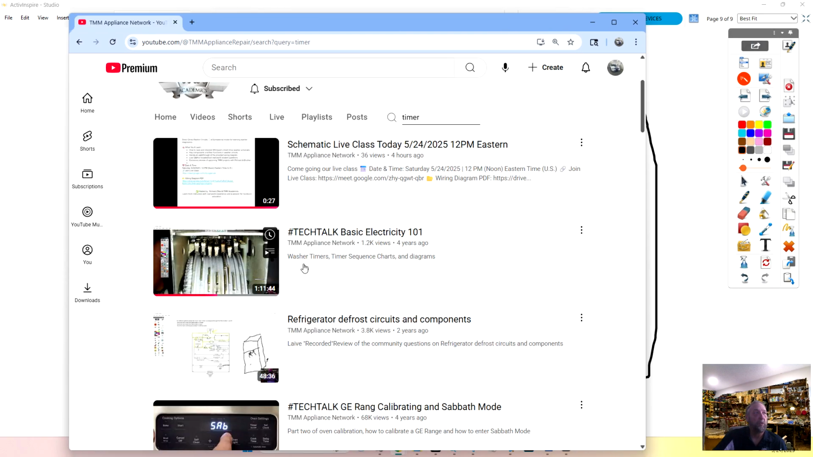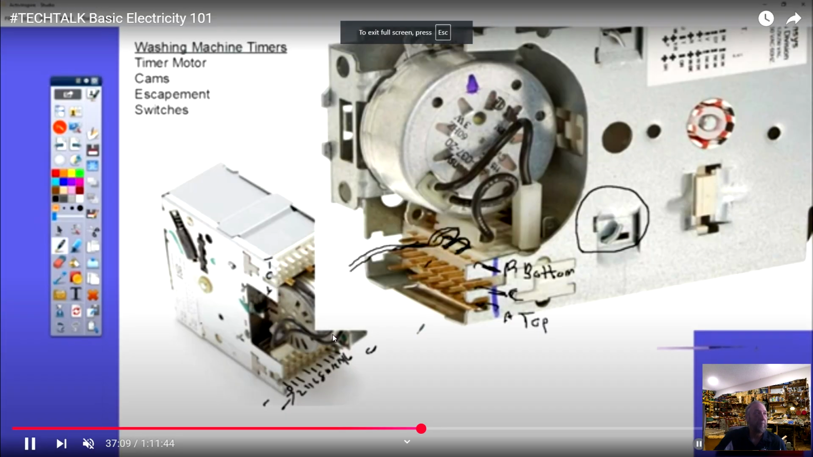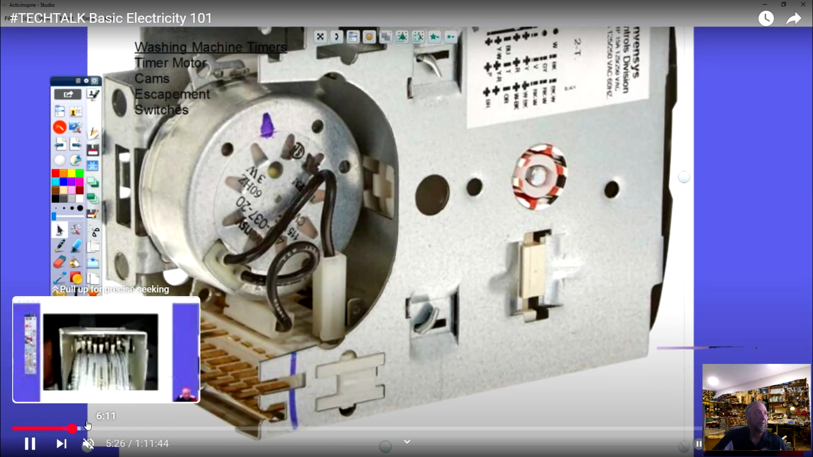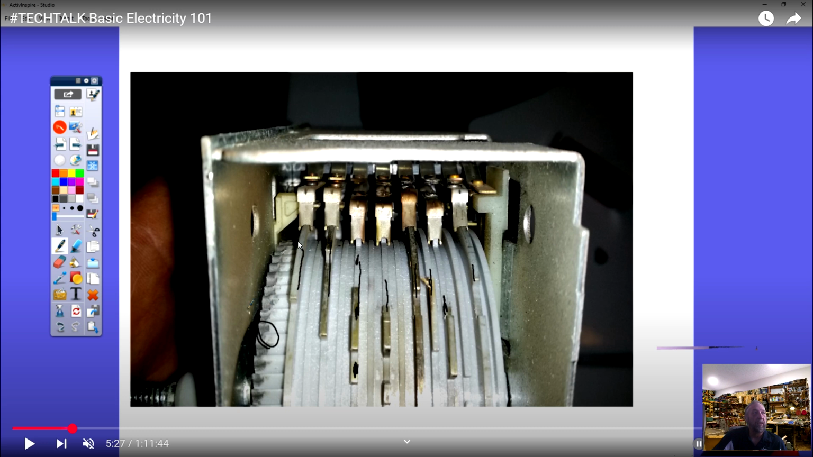If you look at this video right here, Tech Talk Basic Electricity 101, this is in our paid member section, but it might also be in the free section too. But you can see here in this image, and I draw lines on here, this is raised up but this is lower. This is raised up here, but it's lower here. And these are not even doing anything. So these are the points of the switches that I was drawing you, but we're looking at it from the inside version.